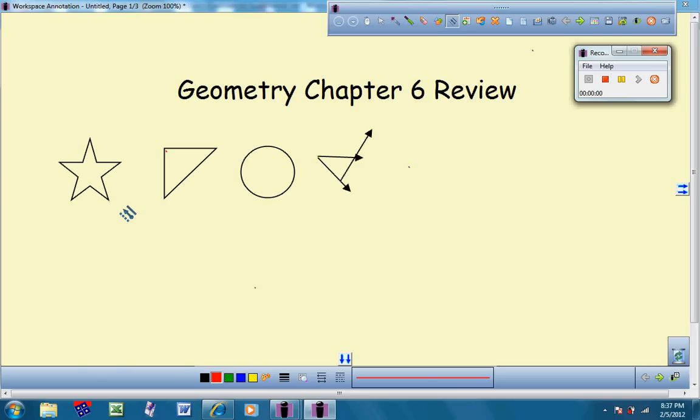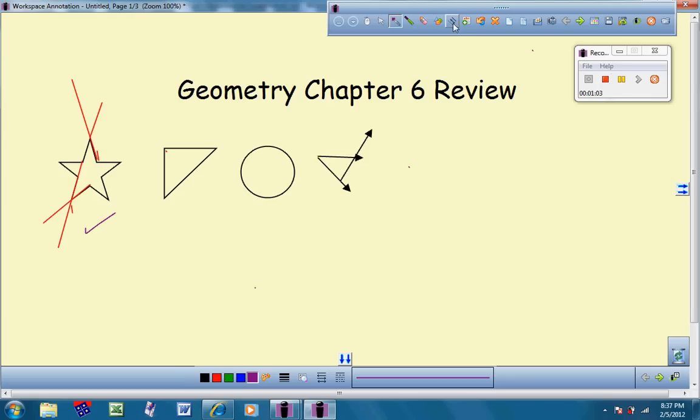It is formed by three or more segments, called sides, such that no two sides with a common endpoint are collinear, and each side intersects exactly two other sides, one at each endpoint. So let's go ahead and take a look at our star shape here. If we extend this side of my star, we can see that it will intersect with this side, and we see that it will intersect this side. So yes, our star shape figure is considered to be a polygon.